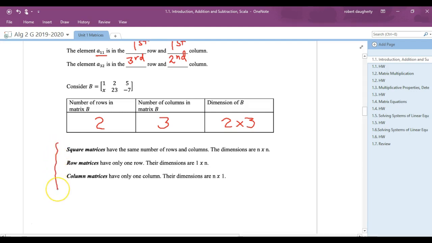There are some special definition matrices. A square matrix is a matrix whose dimensions are square. It's 2 by 2, 3 by 3, 4 by 4. So any matrix that has dimensions n by n is a square matrix. A row matrix only has 1 row, so its dimensions are 1 by n. So 1 by 2, 1 by 3, 1 by 4. A column matrix only has 1 what? Column. So its dimensions are something like n by 1: 2 by 1, 3 by 1, 4 by 1. Those are just some special definitions of matrices.